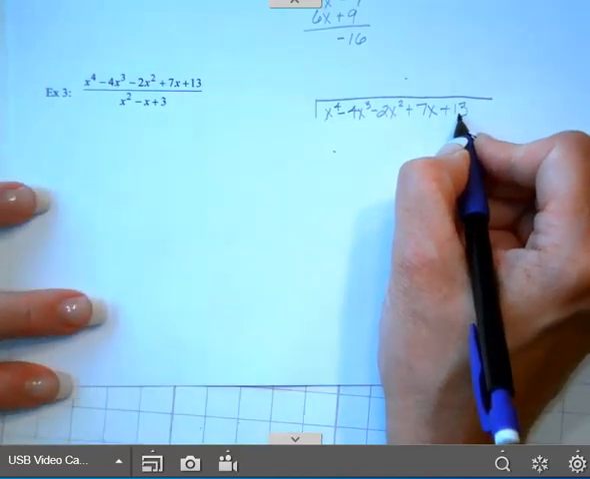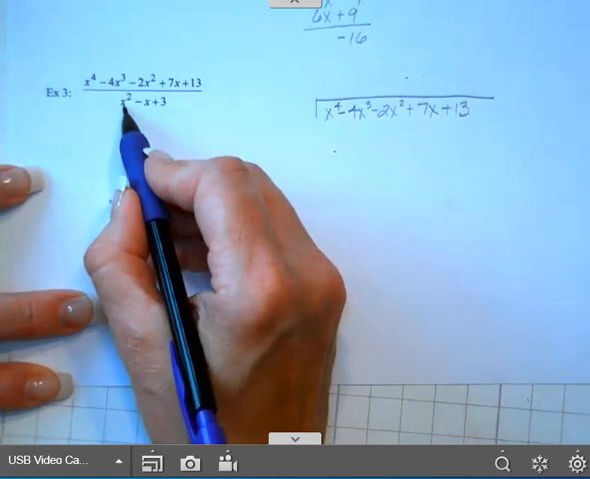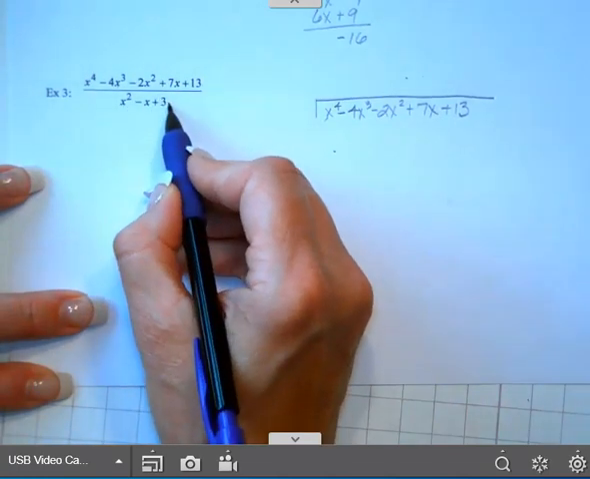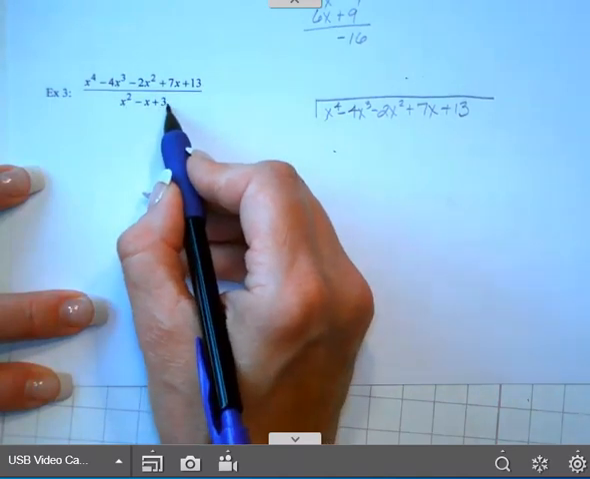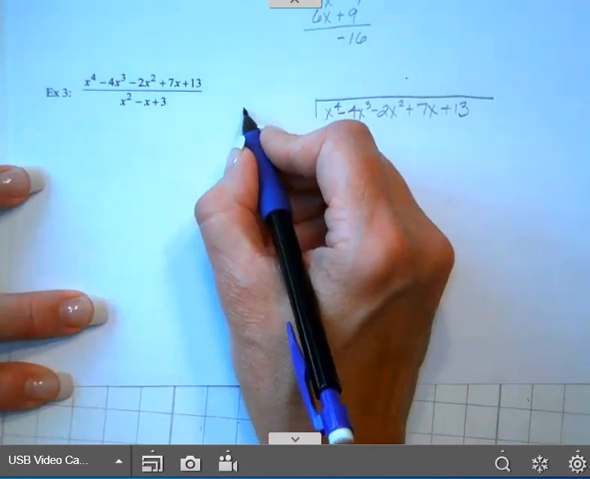And then on the outside, I'm putting my divisor. And notice this is x to the second, x to the first, and no x's. If you skip a place, you need to put it, even if it's on the divisor on the outside.